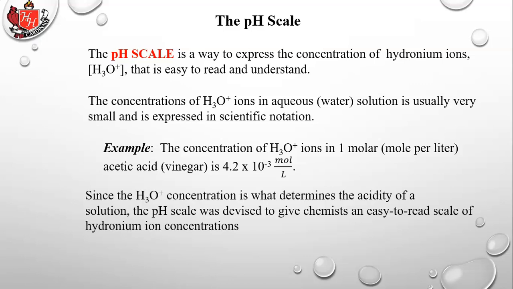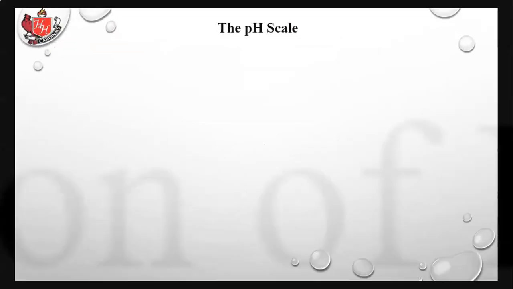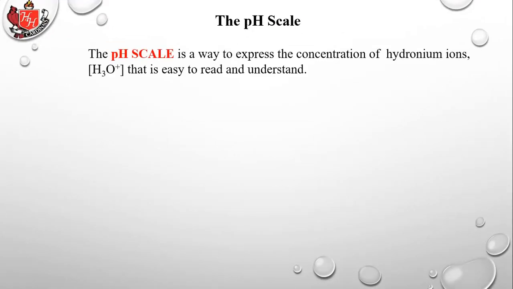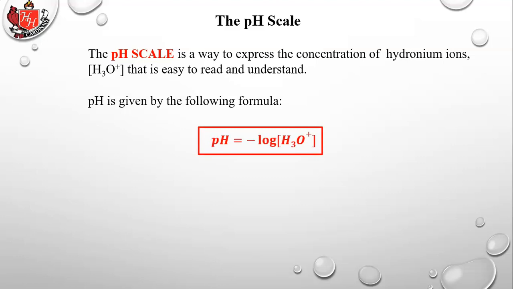Since the H3O plus concentration is what determines the acidity of a solution, the pH scale was devised to give chemists an easy-to-read scale of hydronium ion concentrations. The pH scale is a way to express the concentration of hydronium ions, H3O plus, that is easy to read and understand. pH is given by the following formula. So the pH is the negative log of the hydronium ion concentration.